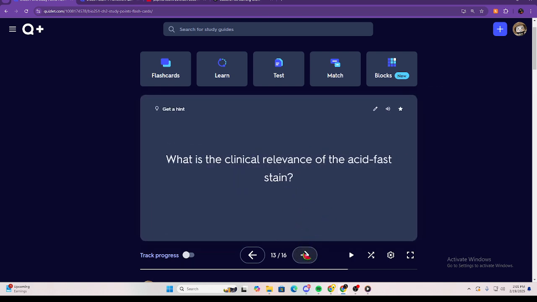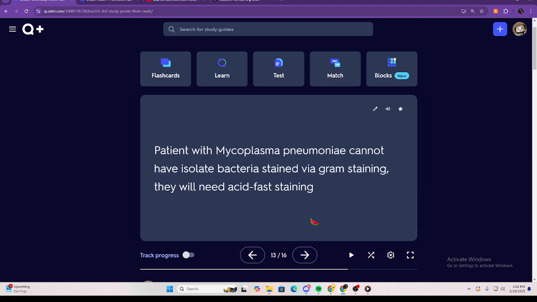What is the clinical relevance of acid fast stain? A patient with Mycoplasma pneumoniae cannot have the isolated bacteria stained with gram staining, because they have that thick layer of mycolic acid. So we cannot stain it with just a normal gram stain. We need the acid fast stain to penetrate through that mycolic acid layer.